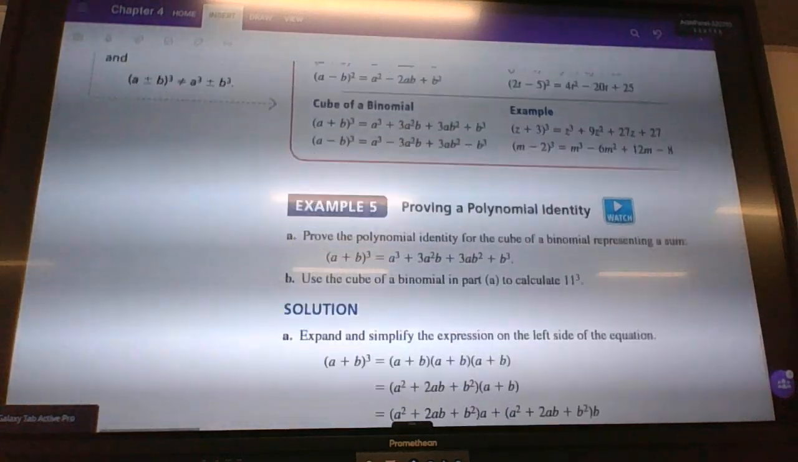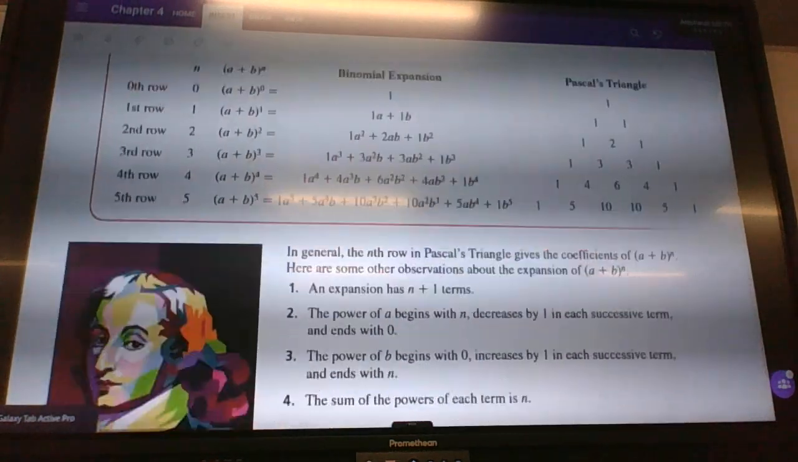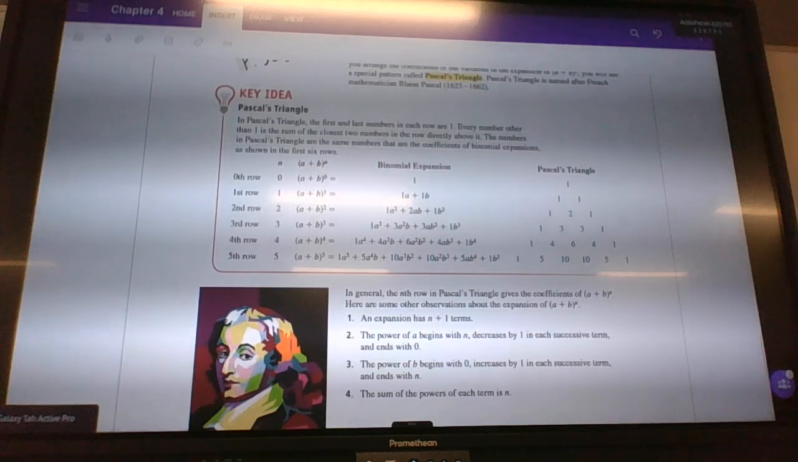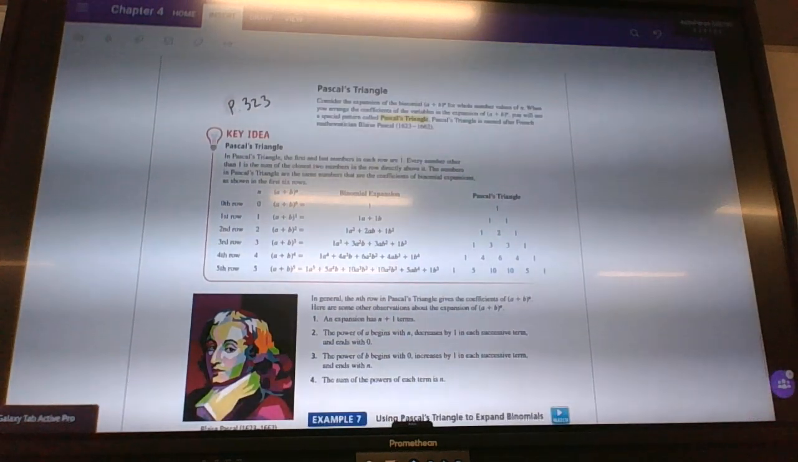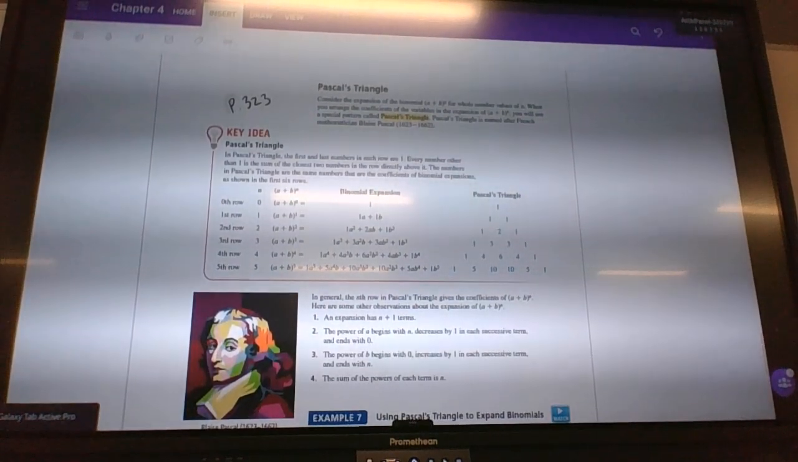Multiplying is a lot of distribution. And here is Mr. Pascal, whom we named Pascal's triangle after, and we're going to go over that at the end of class.